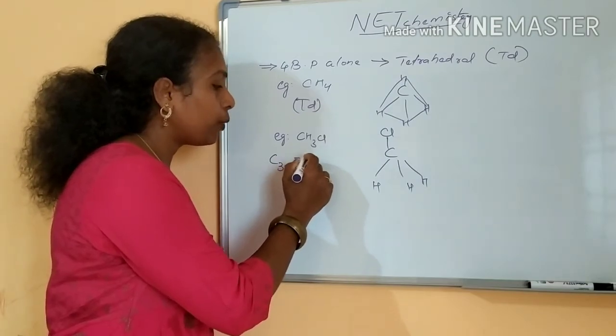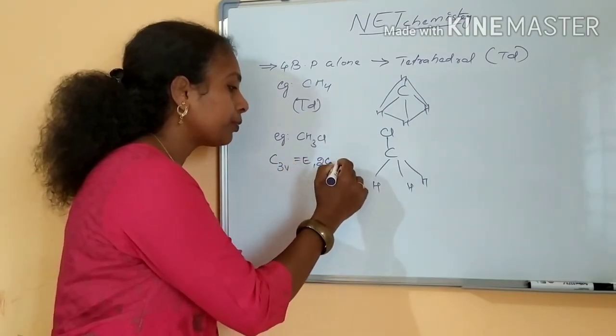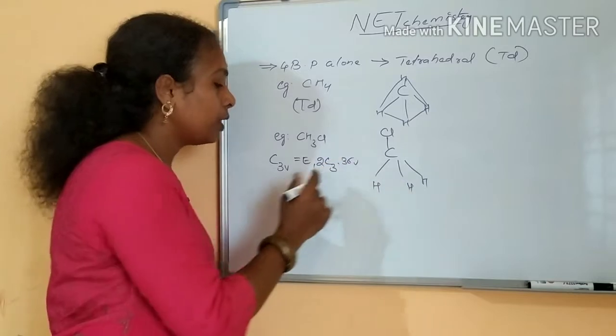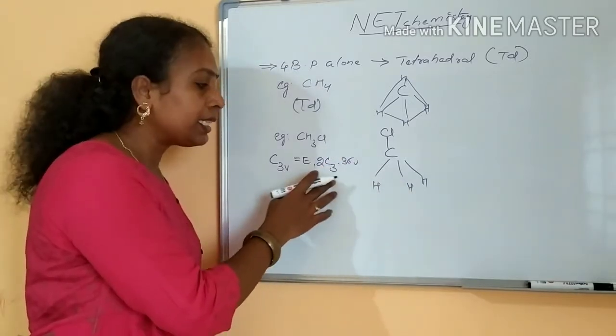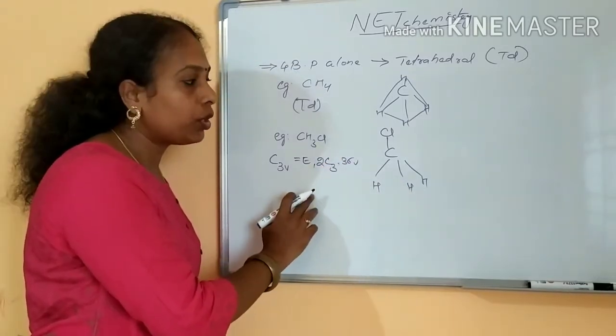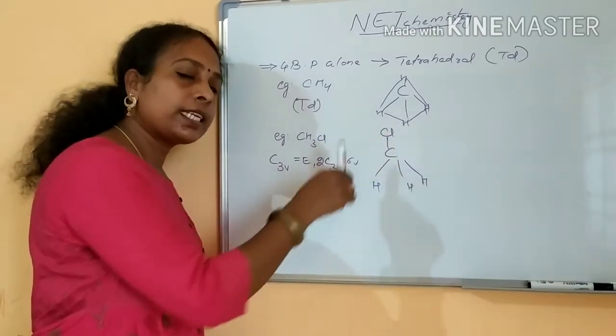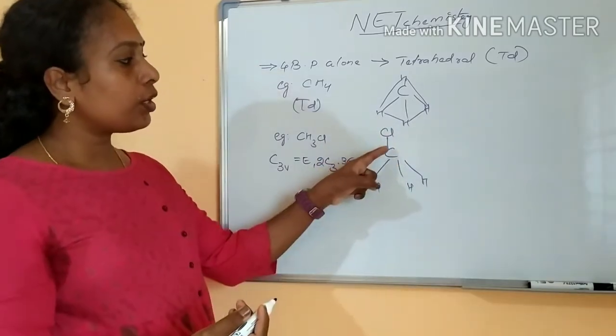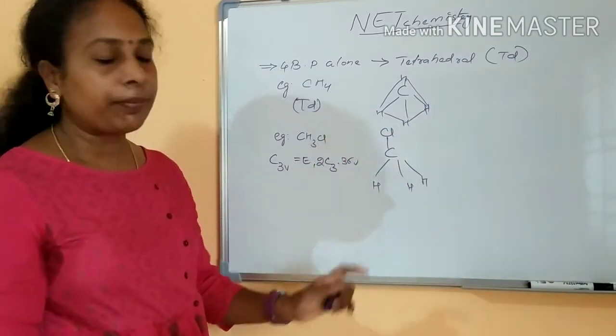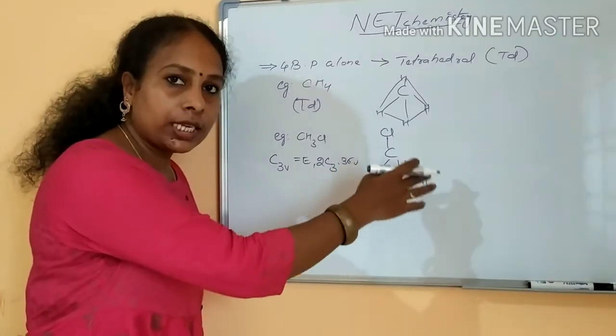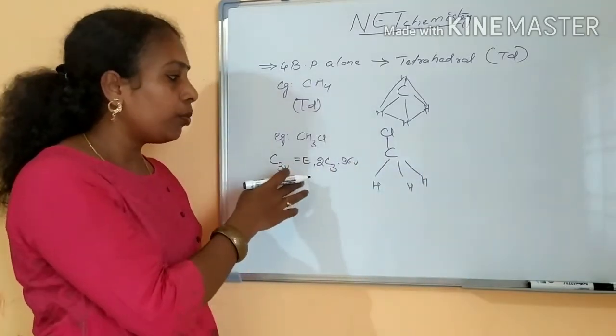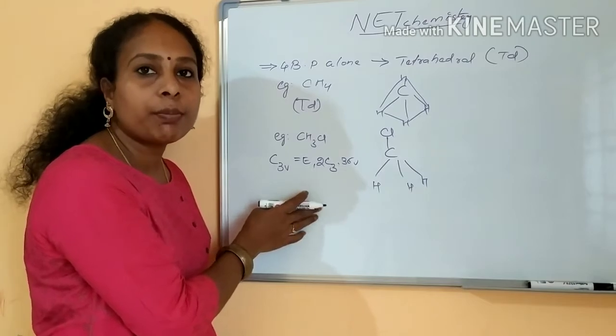This belongs to the point group C3V. Why? Because it is the same as the ammonia-like molecule. Instead of a lone pair, 1 chlorine atom has come. Remaining conditions are the same. It is like a pyramidal shape molecule, belongs to the point group C3V.